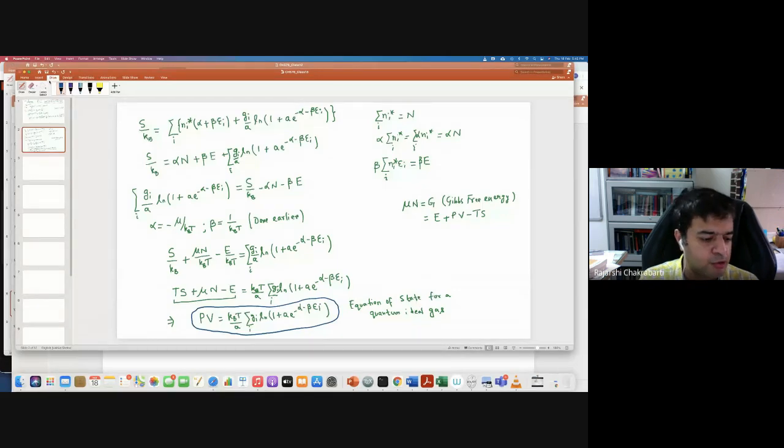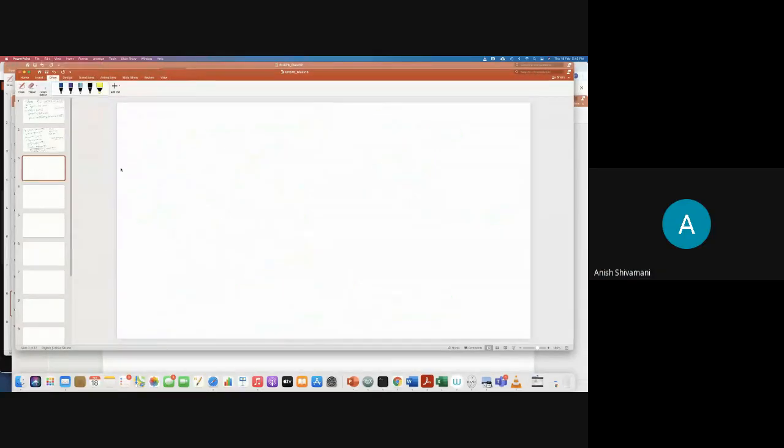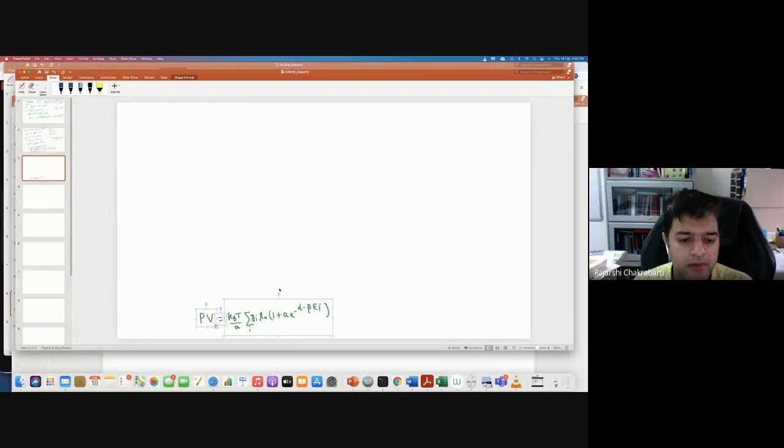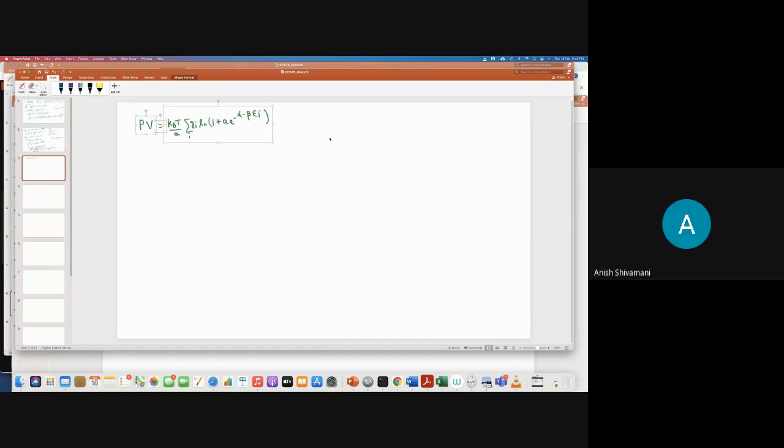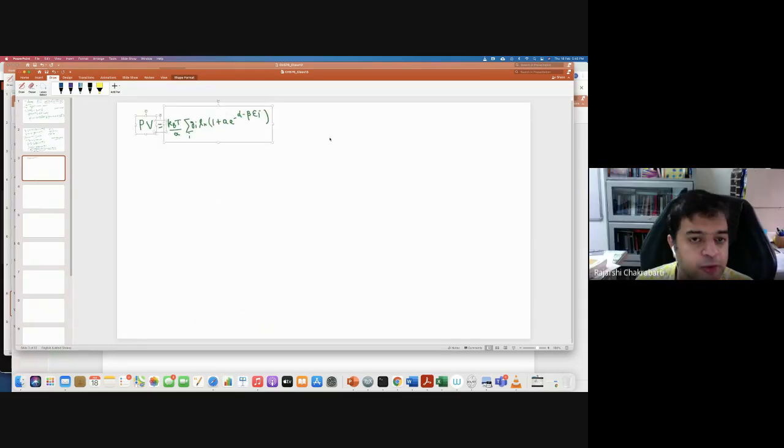Now what you should get is the Maxwell-Boltzmann distribution. Sorry, what will happen if it is a classical gas? What is the equation of state? PV equal to N k_B T, isn't it? It has to be.